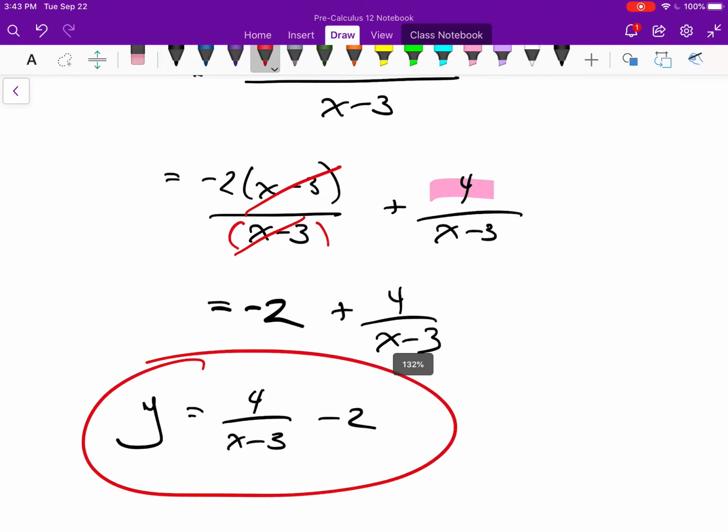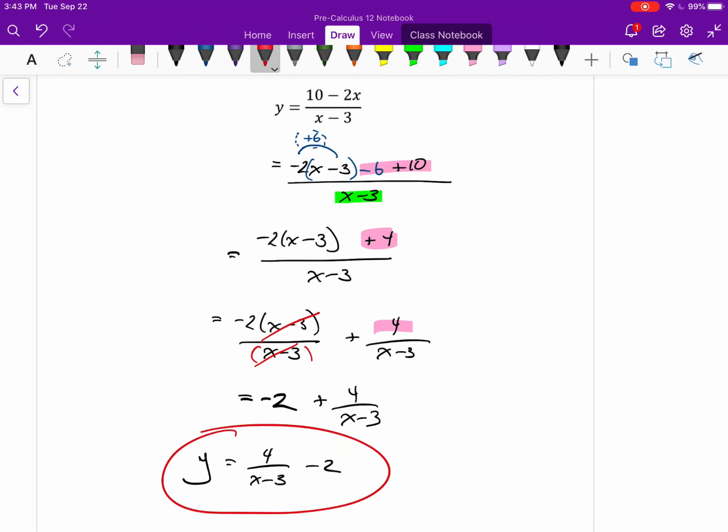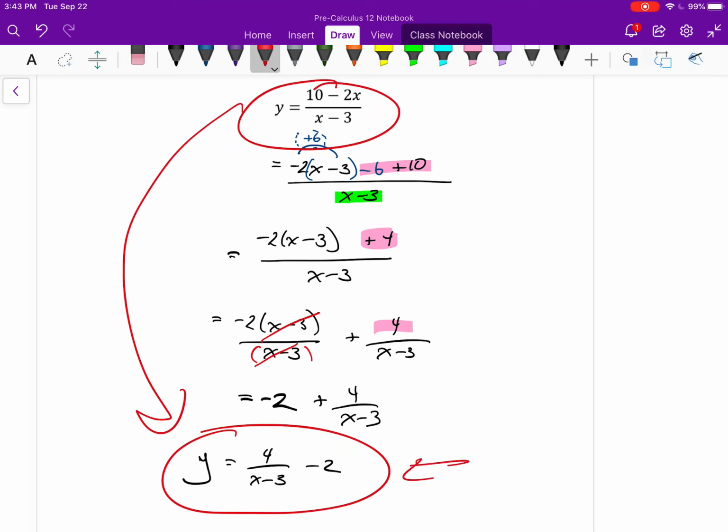So I can now see that this function that I started with, 10 minus 2x over x minus 3, can be written like this, which means I can now start to visualize what this function looks like. This function is going to look like the graph of 4 over x, which itself is going to look like the graph of 1 over x, but expanded vertically by a scale factor of 4. So it's going to look like the graph of 4 over x, moved 3 to the right and 2 down.